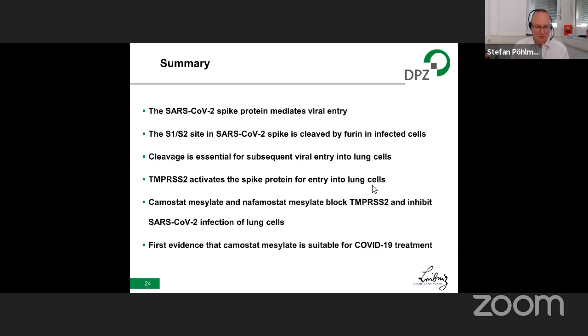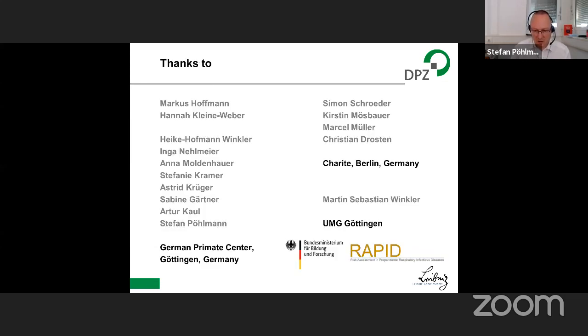And finally, there's first evidence that Camostat mesylate may be suitable for COVID-19 treatment. And I realized there's a preprint out of Japan that also reports that nafamostat mesylate is doing a good job in COVID-19 patients.